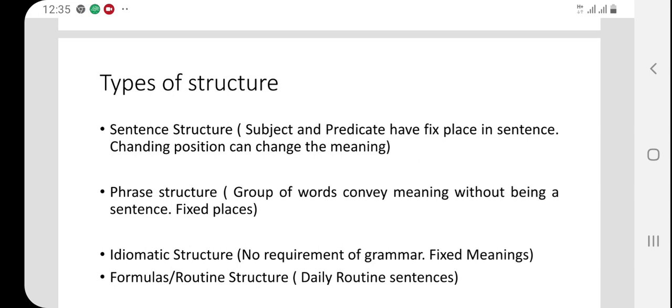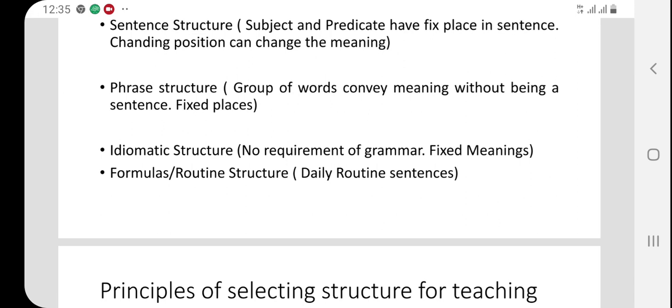They cannot convey a proper meaning standing alone. Although some phrases convey meaning some of the time, they cannot be declared sentences or proper forms to convey meaning. But clauses are actually small sentences. Clauses are sentences that convey meaning. That is the difference between phrase and clause. So in phrase structure, a group of words conveys meaning without being a sentence.